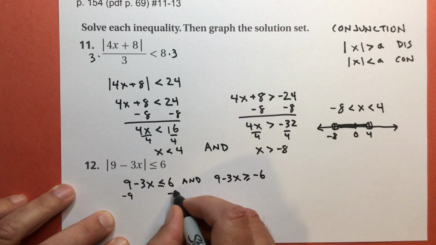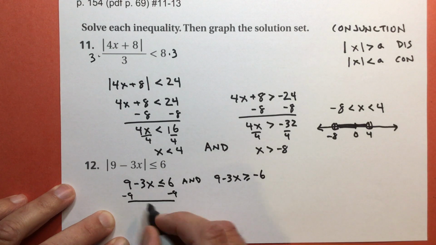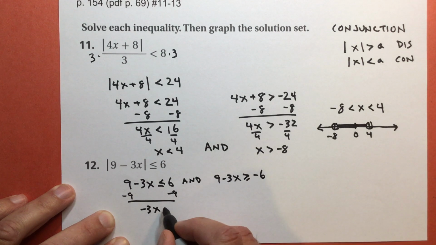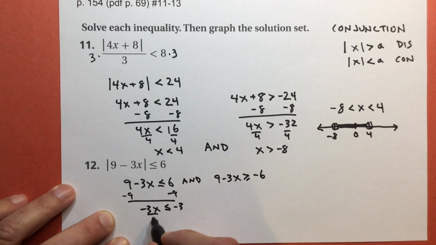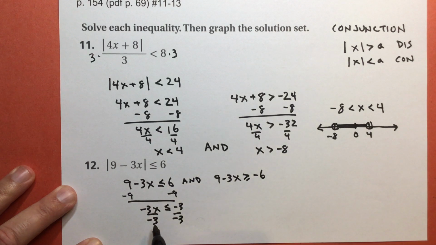First I'm going to subtract 9. Hopefully I can squeeze this into the bottom here. Negative 3x is less than or equal to negative 3. And then I'm going to divide by negative 3. Since I'm dividing by negative 3, I have to switch the sign. I get x is greater than or equal to, so switch the sign, positive 1.